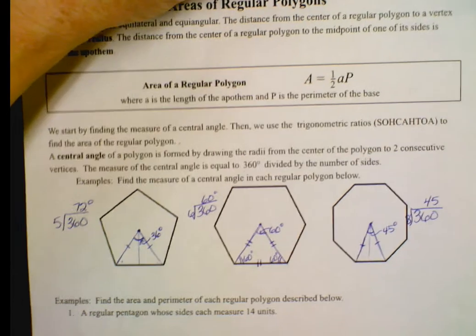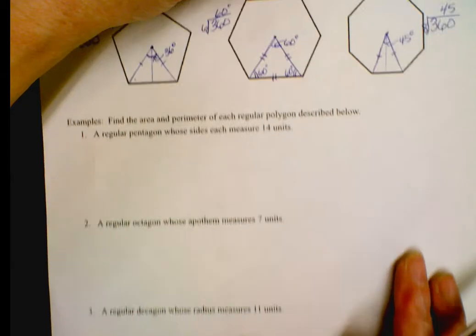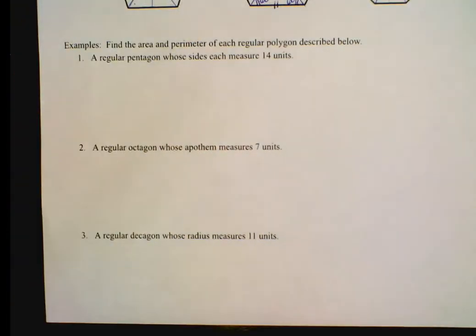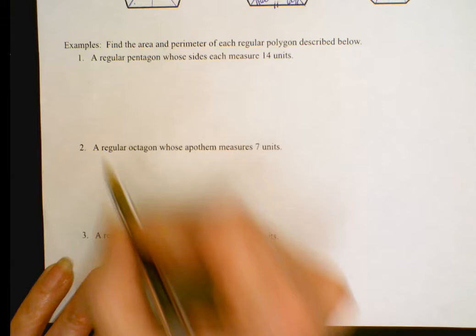All right, so let's do a couple of examples here at the bottom of the page. Find the area and perimeter of each regular polygon described below. Number 1, a regular pentagon whose sides each measure 14 units.